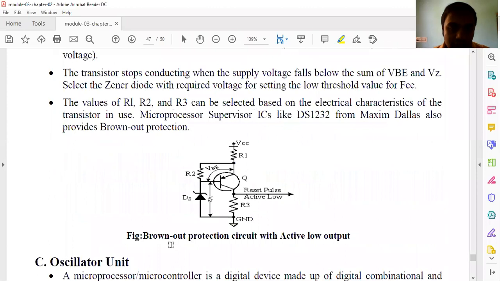That's it. So you can observe here, brownout protection circuit with the active low output, nothing but this particular pin is connected to the reset one, right? So whenever the voltage in the battery goes down from the specified voltage, it gets activated, nothing but the voltage at this particular point will become zero, and this is connected to the reset button of the microcontroller, right? So that's it, very simple, just go through that.